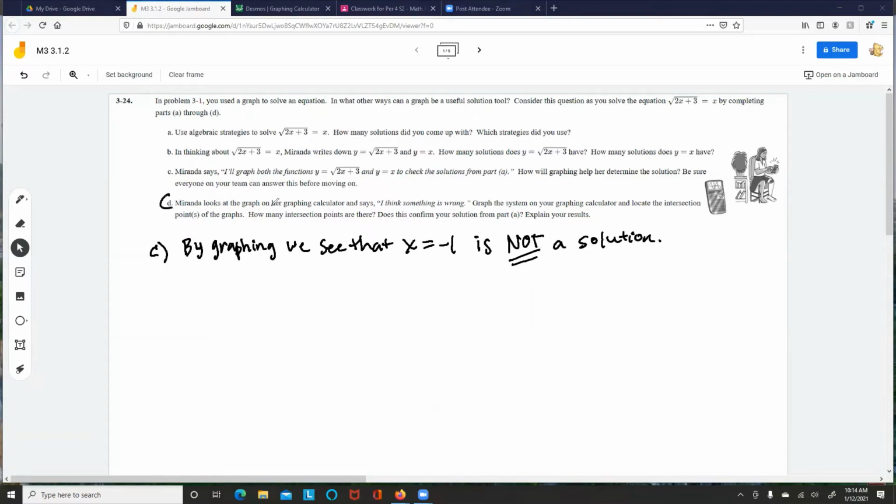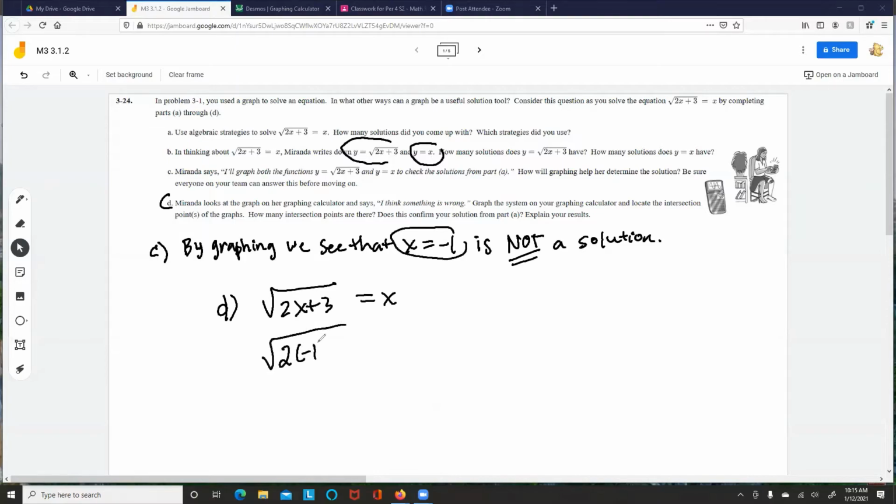Part D. Miranda looks at the graph on her graphing calculator and says, I think something is wrong. I only get one intersection. That's true, so let's plug into the equation. The square root of 2x plus 3 equals x, where we've set the two equations equal to each other, since they're both equal to y. Let's plug in -1 and see what happens. The square root of 2 times -1 plus 3 equals -1. This is going to be the problem here. When you take the square root, can you have a negative?